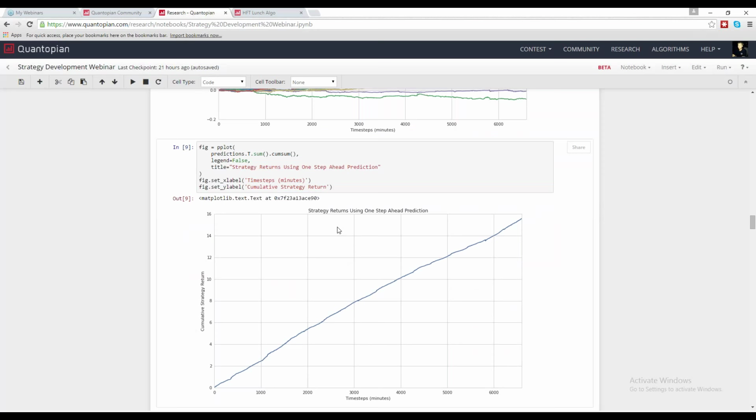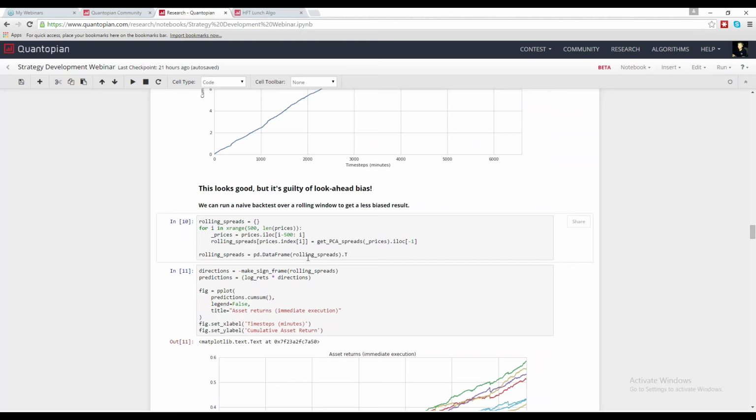So this would be the theoretical returns on using this straight trading strategy in a perfect world where you get your fills and you're not paying to make any of the transactions. So it does look like this holds water. That's good. But it's got look ahead bias because I used the entire sample to fit the model and then apply the transformation. So this is not something you can do in real life.